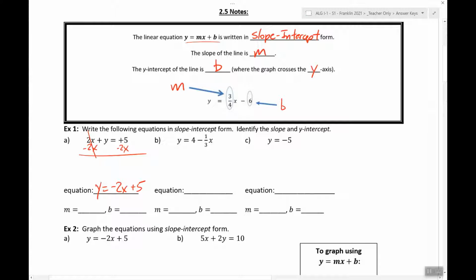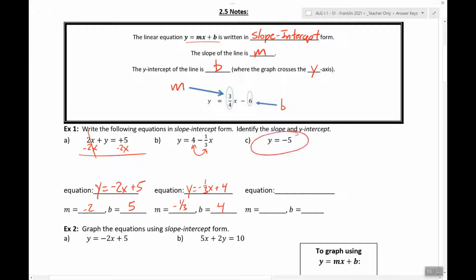Okay, so that equation now is in slope-intercept form. The slope here is the number in front of the x, which is negative 2, and the b is the number on the end, which is positive 5. All right, the next one is almost in slope-intercept form. We just need to write the x term first. So it's y equals negative 1/3 x plus 4. So all we had to do was switch those two things. Now the slope is negative 1/3. The y-intercept is 4.